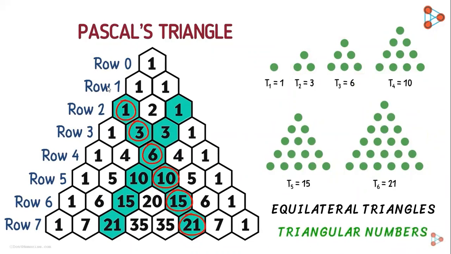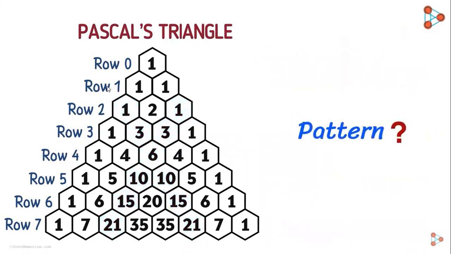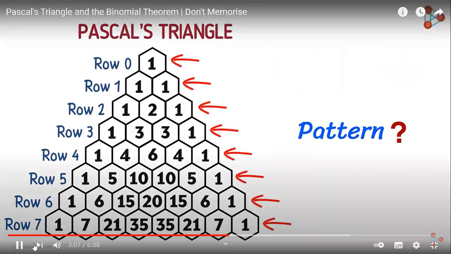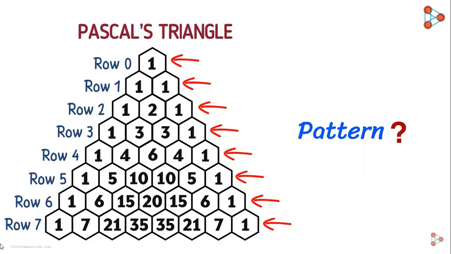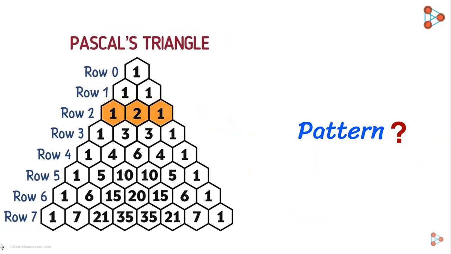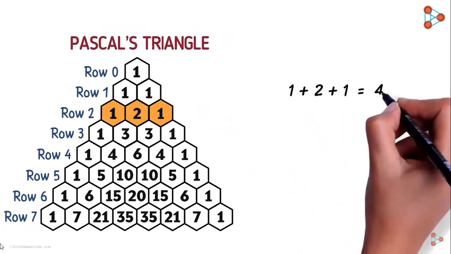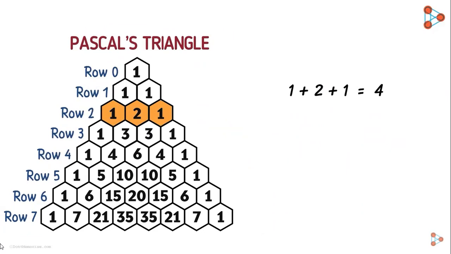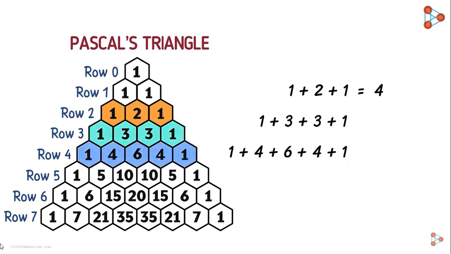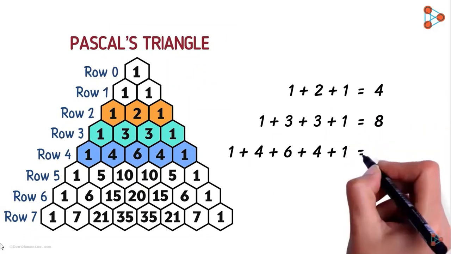Interesting, right? Now let me ask you the same question again. Do you notice any other pattern? It could be anything. Give it a shot. I want you to observe each row. Let's see what happens when we add up the numbers in each row of Pascal's triangle. Try adding up the numbers in the second row. Adding up these numbers gives us 4. Now can you try adding the numbers in the third and the fourth row individually? What numbers do you get? Yes, we get 8 and 16.